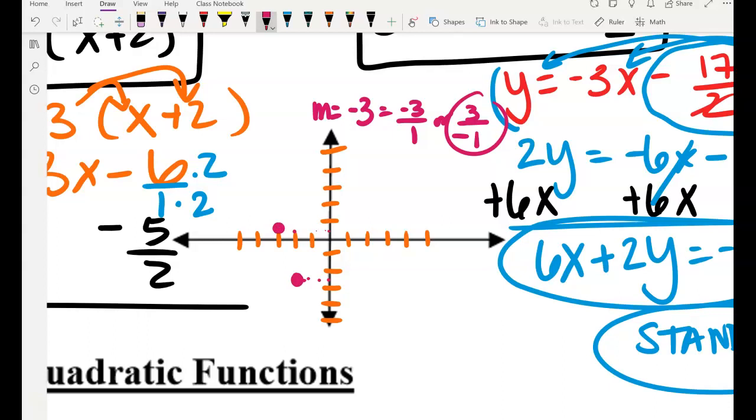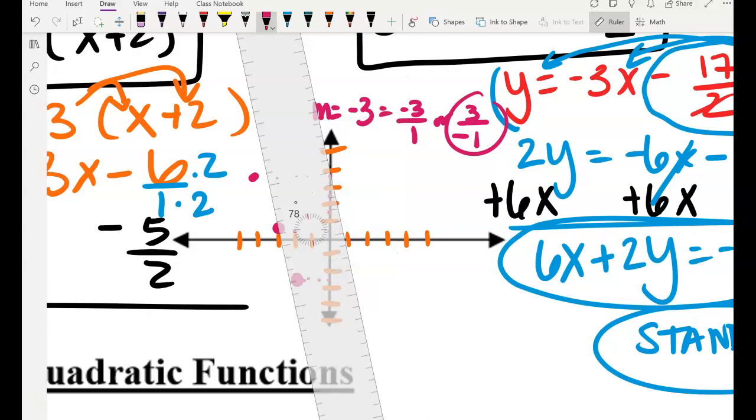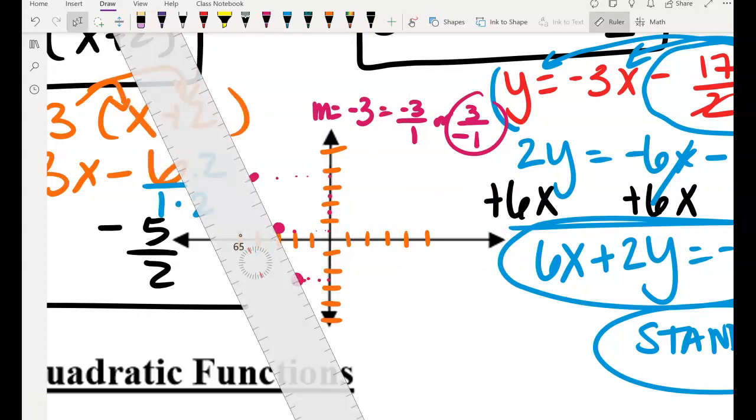And then we're going to do it again. The more points, the better. So 1, 2, 3, and then make sure we go left half. Okay, I have 3 dots. That will really help me out with the straight line. And then connect those.